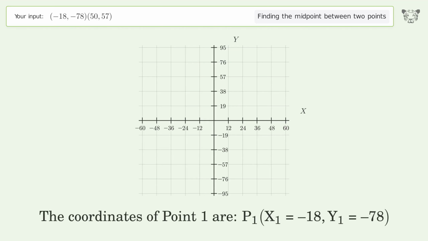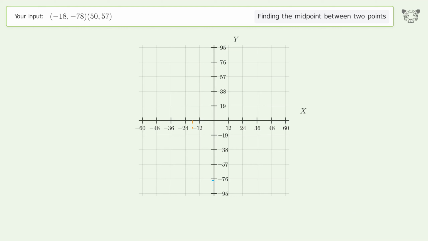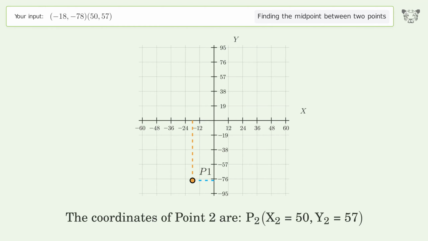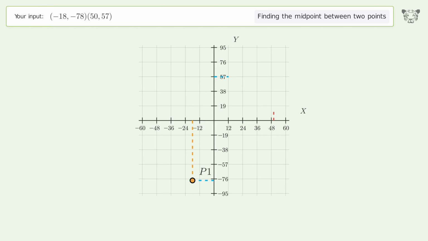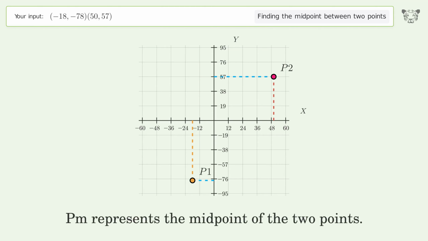The coordinates of point 1 are, x1 equals negative 18, y1 equals negative 78. The coordinates of point 2 are, x2 equals 50, y2 equals 57. PM represents the midpoint of the 2 points.